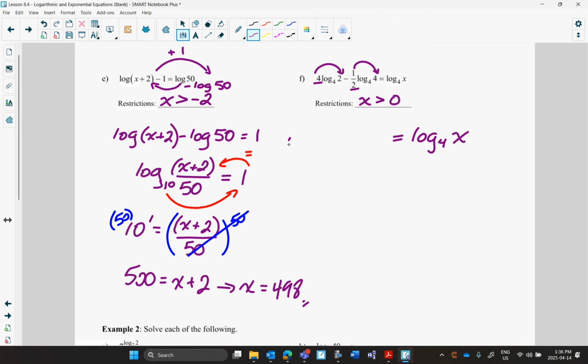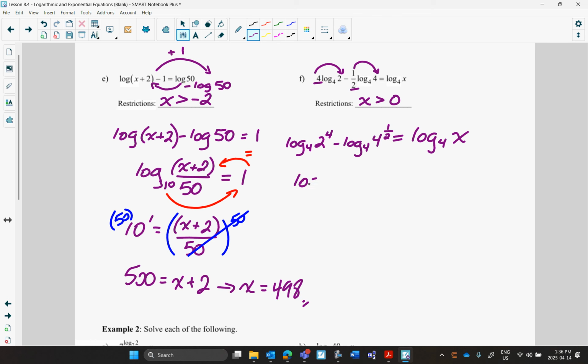So this is the same as log base 4 of 2 to the 4th, minus log base 4 of 4 to the 1/2. Okay, you have to do the power law first before we can combine them. You can't have anything in front before you combine them by multiplication or subtraction or addition.